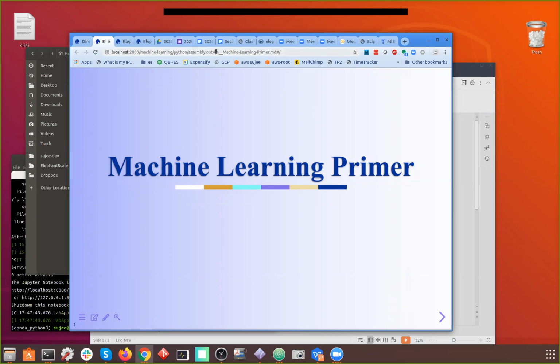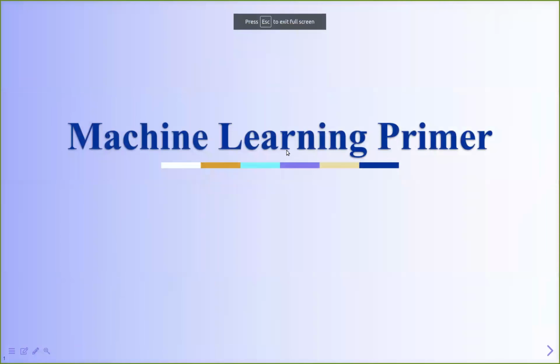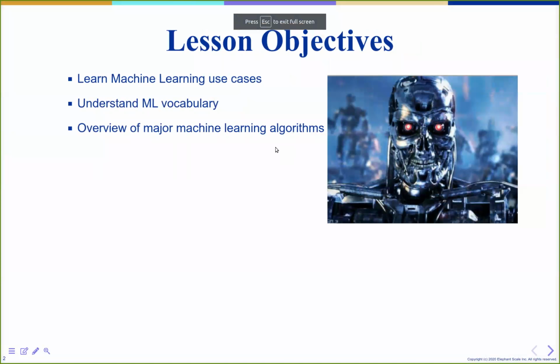Slide number 4 is pretty extensive. I'm not going to go through each single slide. I'm going to highlight some of the important slides for us. So slide number 4, guys, you should already have the slides. This one we are going to talk about, like I said, use cases, the vocabulary, and some of the algorithms people use.